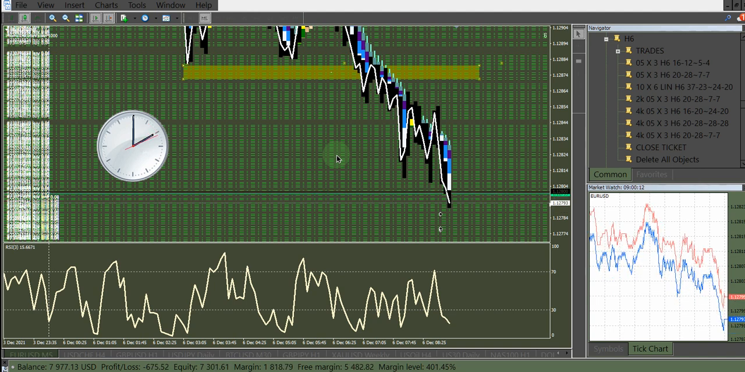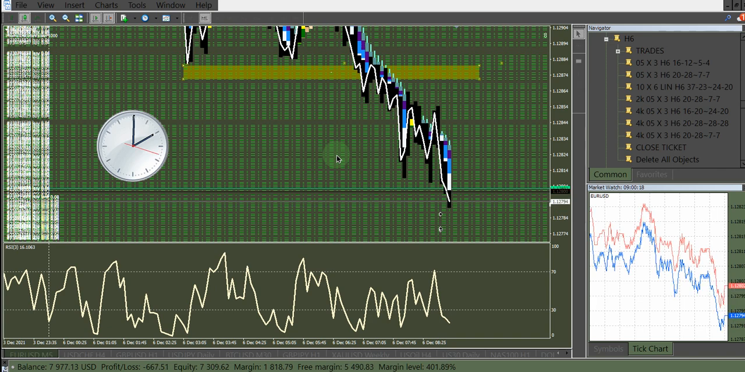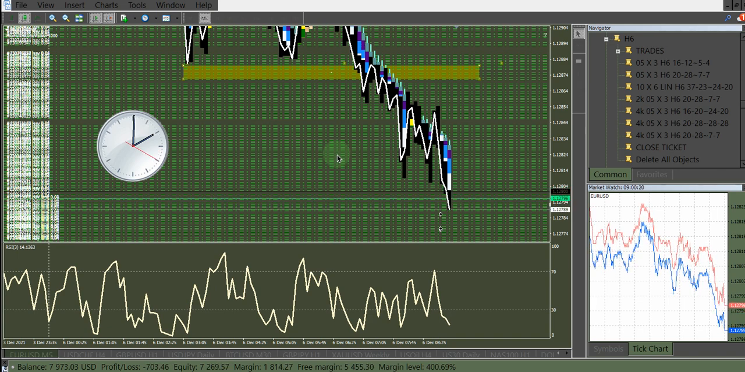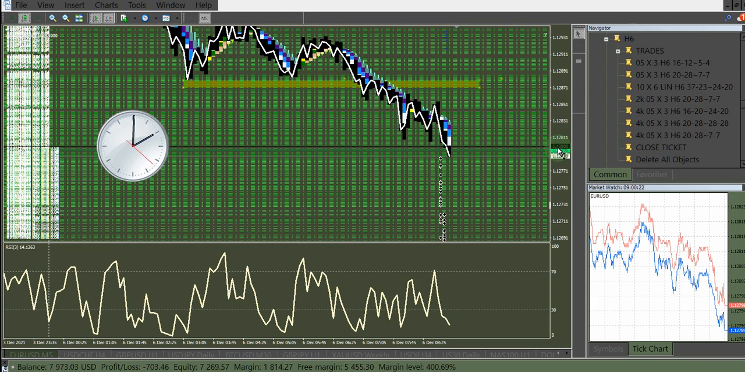Autofill. The trend traders are up about 6 pips now, maybe. Plenty of free margin left.